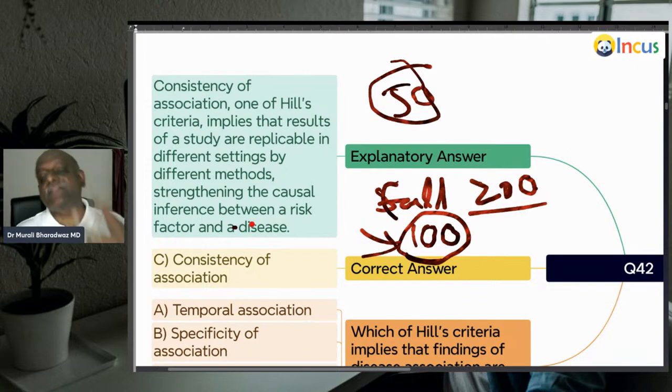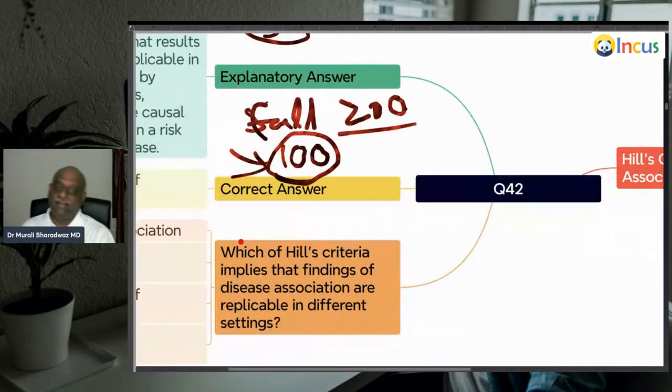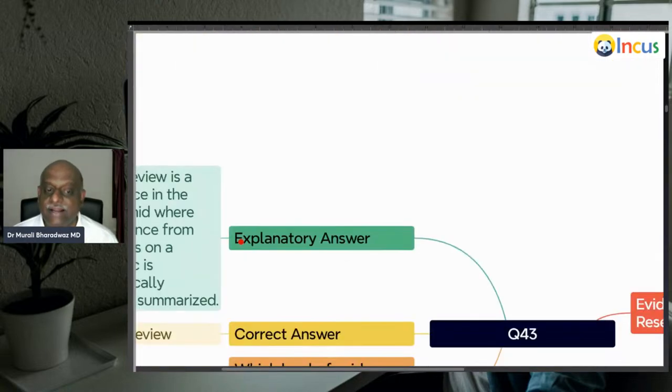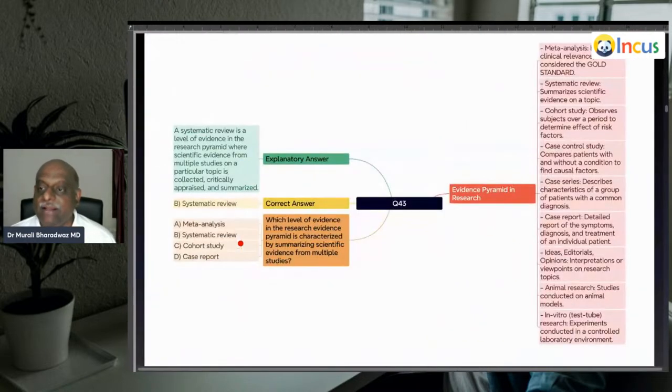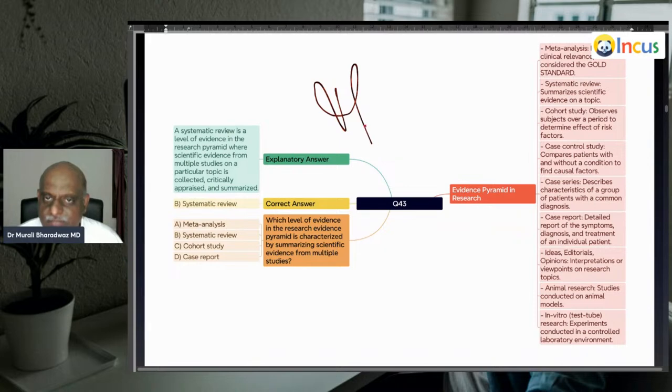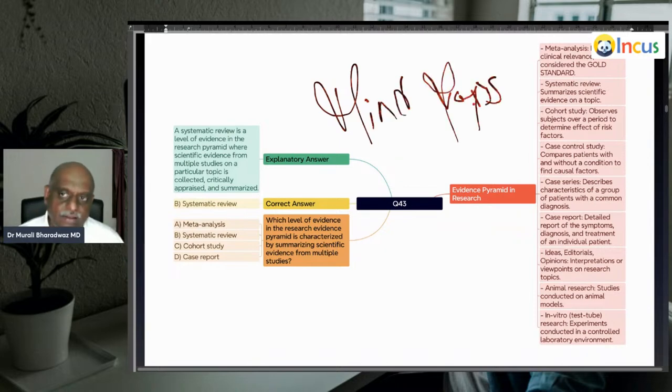That is called consistency of association. That is a key factor according to Hill's criteria. I leave all the remaining literature, doctor, in the mind map. Mind map is a very powerful way by which you can summarize. Mind maps are the best way to summarize all the key concepts of a particular topic at one place. So I provide you.